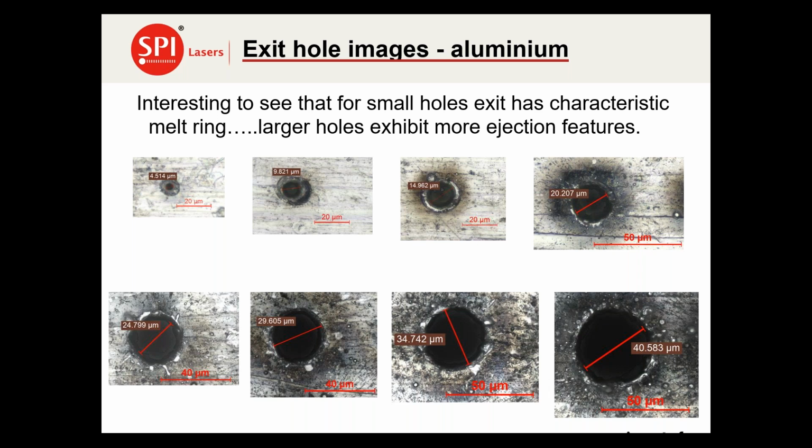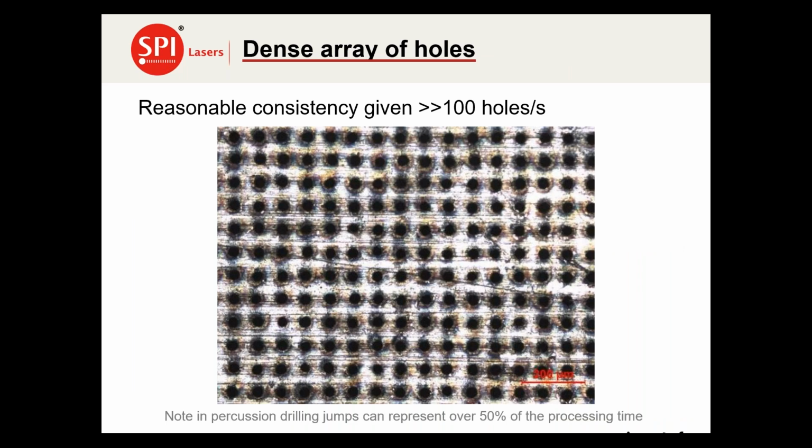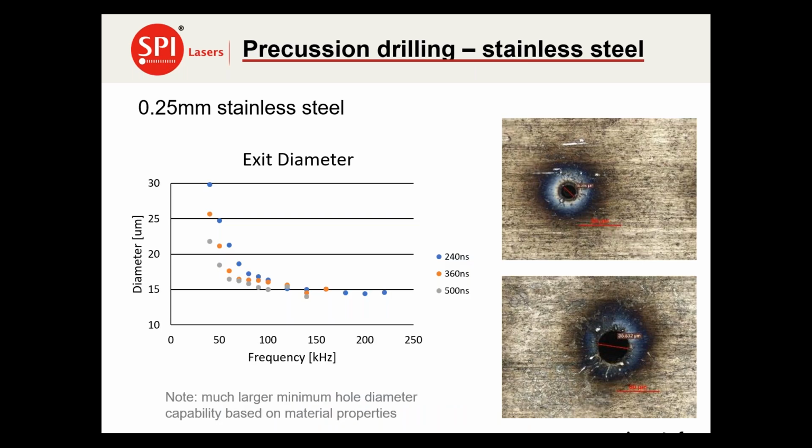Whereas if you have bigger exit holes, more like the diameter of the actual beam itself, the 1 over e squared diameter, you can see that the material is ejected more forcefully, and you can see spatter generated at the bottom with droplets being generated. So those are kind of interesting observations. But we can achieve very dense hole arrays, many hundreds of holes per second, at relatively close spacing, within 1 diameter. But as I said previously, in terms of this kind of percussion drilling application, the jumps can represent well over 50% of the processing time.